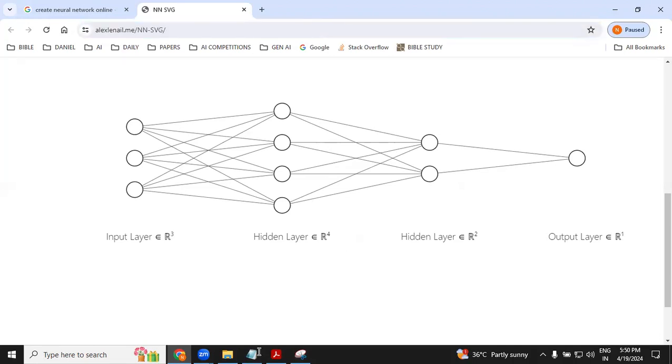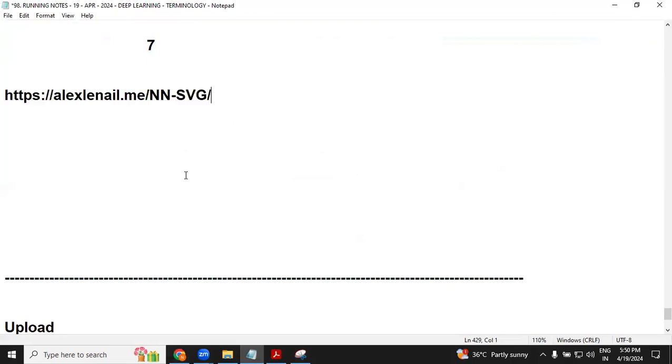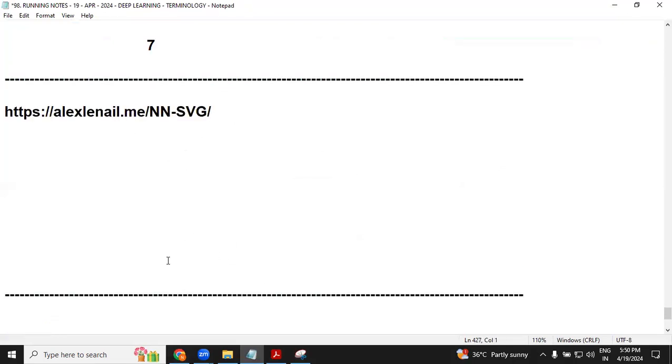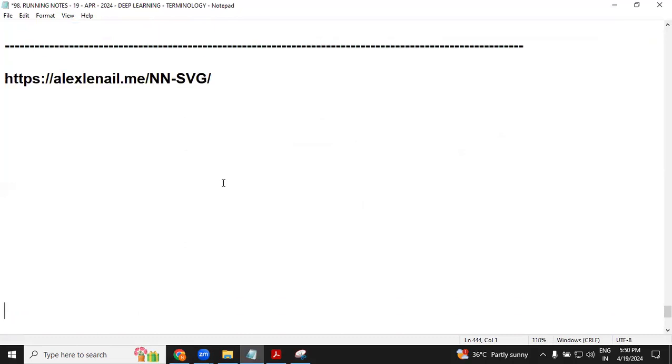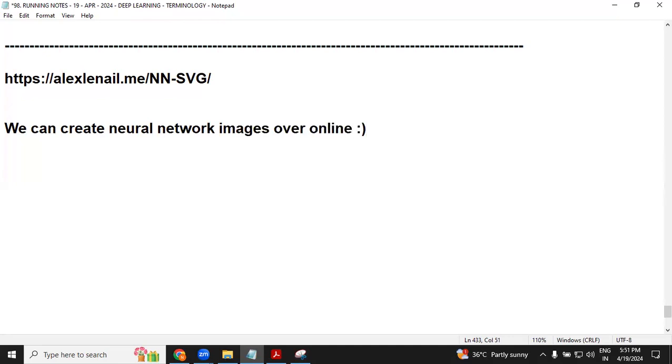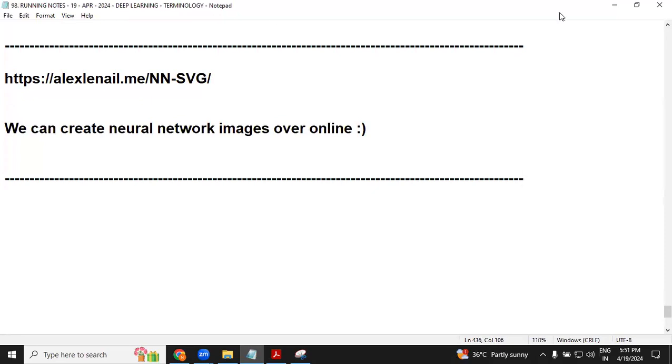This website, if you want, I can share it online, in the running notes. This is plug and play, not required actually. We can create neural network images online just for fun. Just for fun, that's it. Hope you understand. Let us move on.